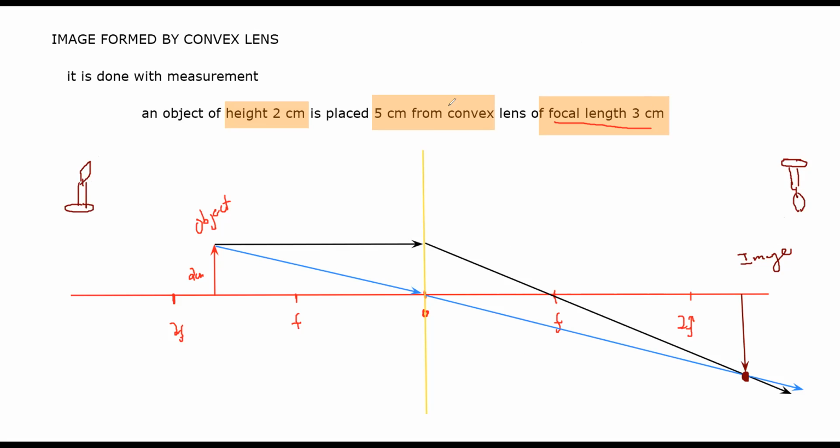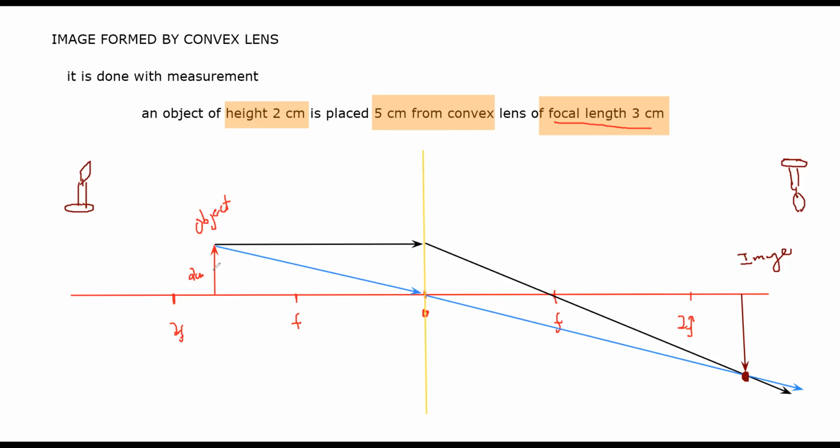Now, why is it after 2f? You can see here the point where the two light rays intersect, that is the position where the image will form. You don't have to memorize this, you just have to understand the concept that the point where the two light rays intersect is the position where the image will form. For your figure, you will find the two light rays intersect after 2f.